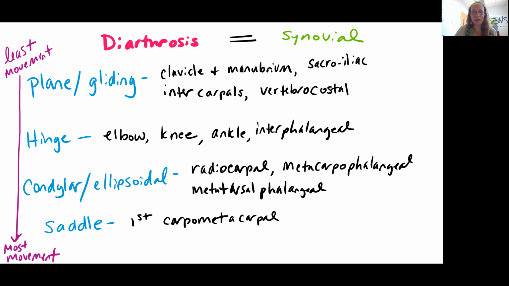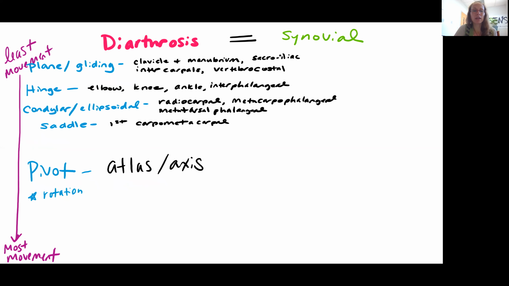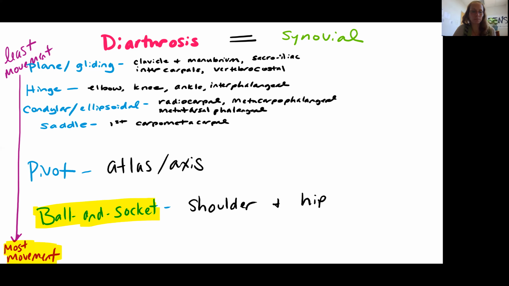The saddle is next, and this is the first carpometacarpal joint, and then the pivot, which is allowing for rotation, so we're doing more movement here. This includes the atlas and the axis, the joint between them. So this is what's allowing you to look over your left shoulder or to look over your right shoulder.